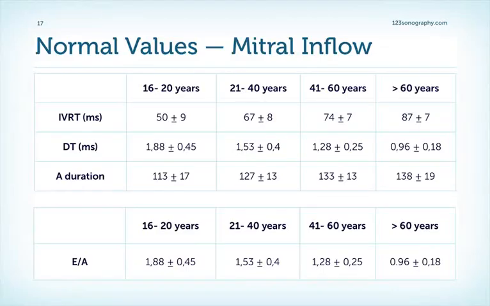So here are the different parameters we can assess with the pulsed-wave Doppler: the isovolumetric relaxation time, deceleration time, A duration, and the E to A ratio. You can see that the normal values vary with respect to age.